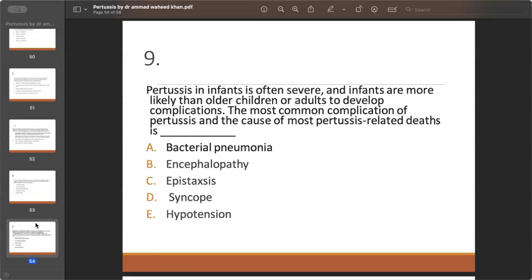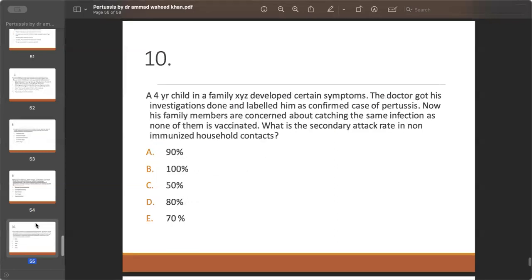Question number nine. Pertussis in infants is often severe, and infants are more likely than older children or adults to develop complications. The most common complication of pertussis and the cause of most pertussis related deaths is: option A, bacterial pneumonia; option B, encephalopathy; option C, epistaxis; option D, syncope; and option E is hypotension. A is the right answer.